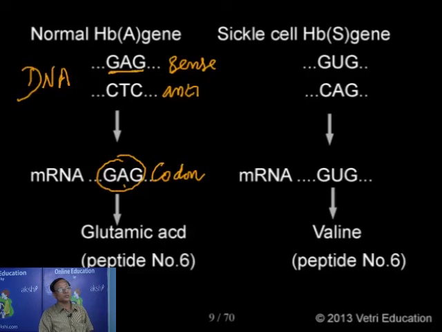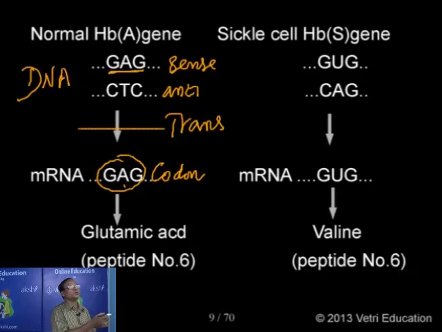In protein synthesis we have two events. One is what we call the transcription process, and the other is the translation process. Now this part is the transcription. The message in the DNA molecule has been transcribed into mRNA as a codon. The DNA having the original gene is called the sense strand. The complementary strand, which is acting as a template, is called the antisense strand.